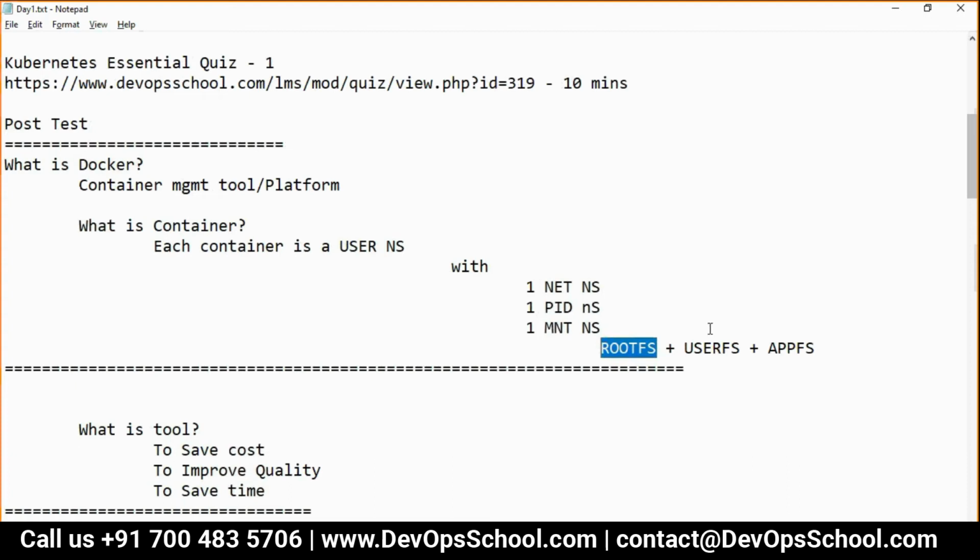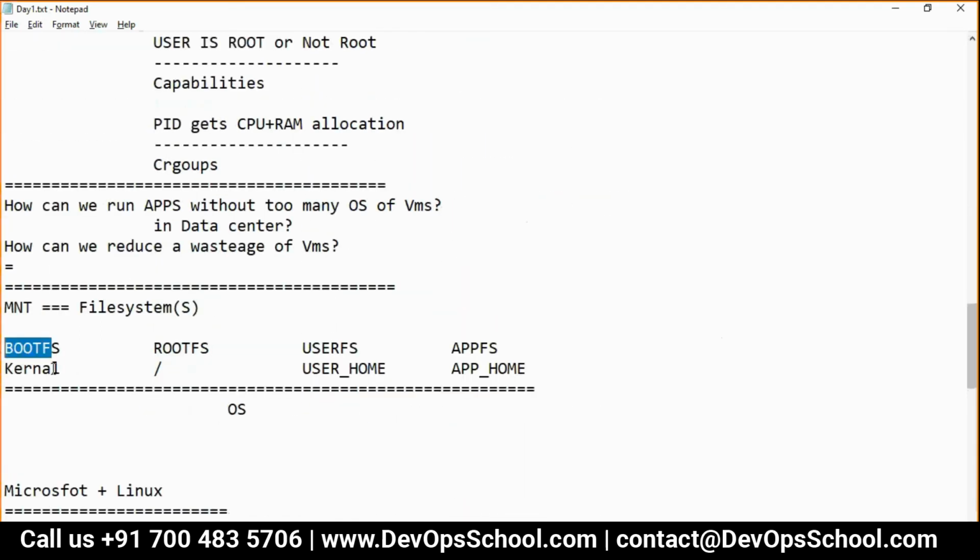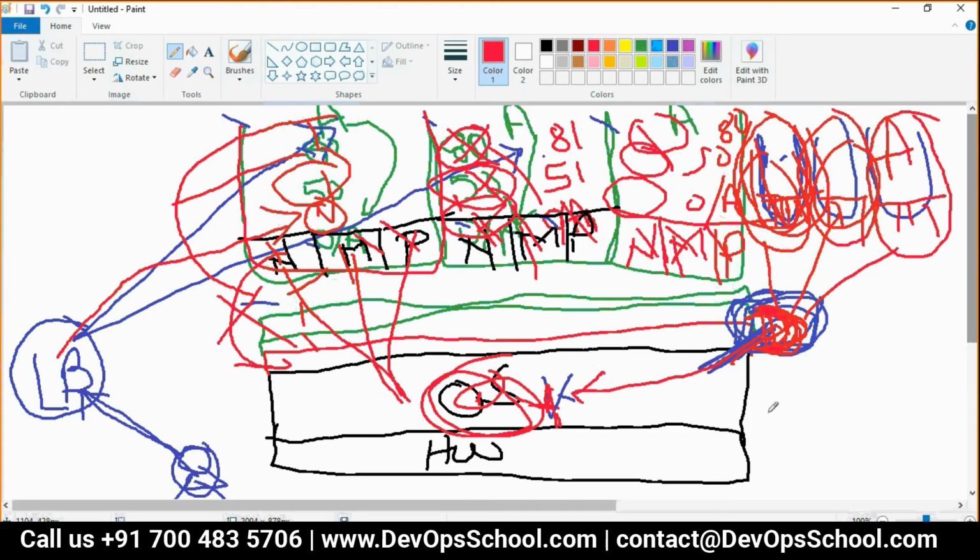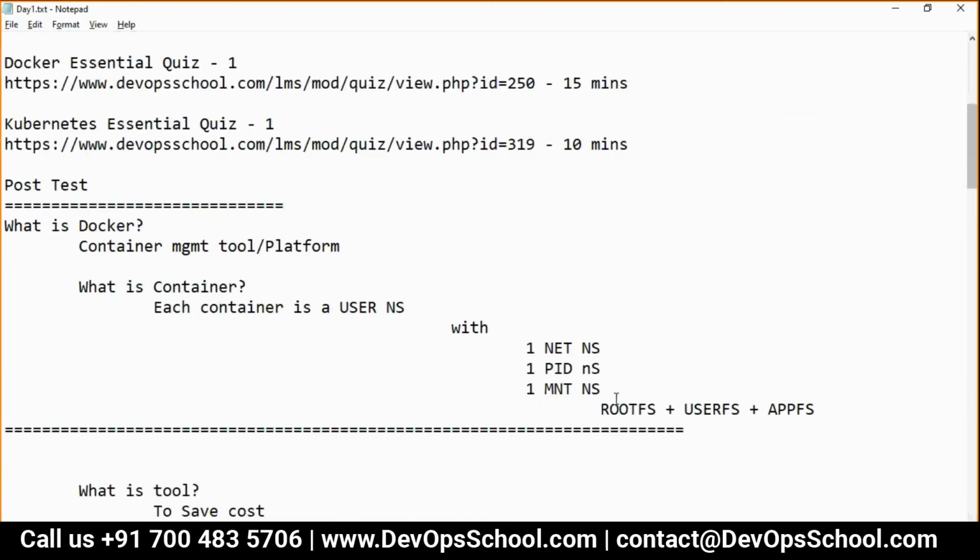Yes, correct. When you log into a container, guys, in short, you will see root, opt, etc, sbin, bin, or C drive, D drive. Why? Because each container is mounted with a file system which has a root file system, user file system, application file system, but not the boot file system, which is the kernel. That means a container is not an operating system. Understand that. A container is not an operating system.